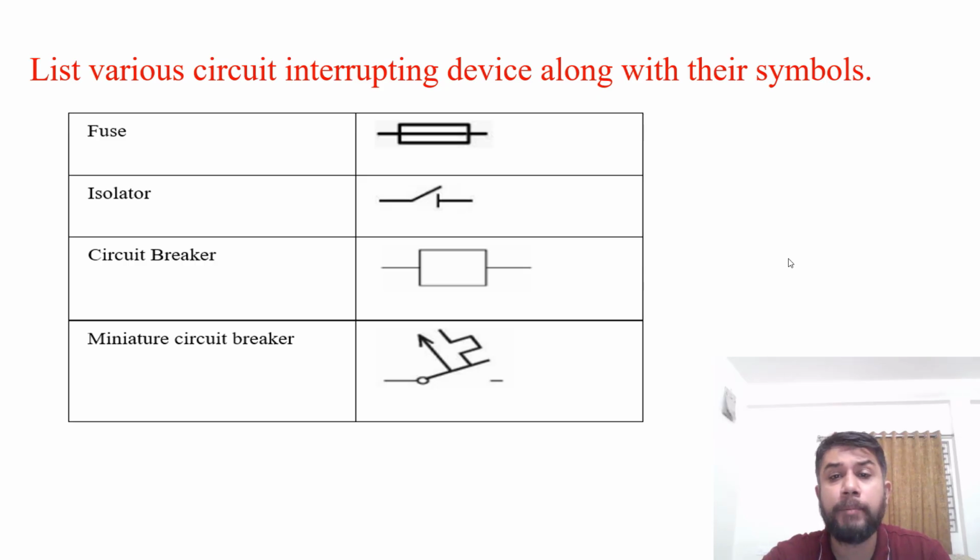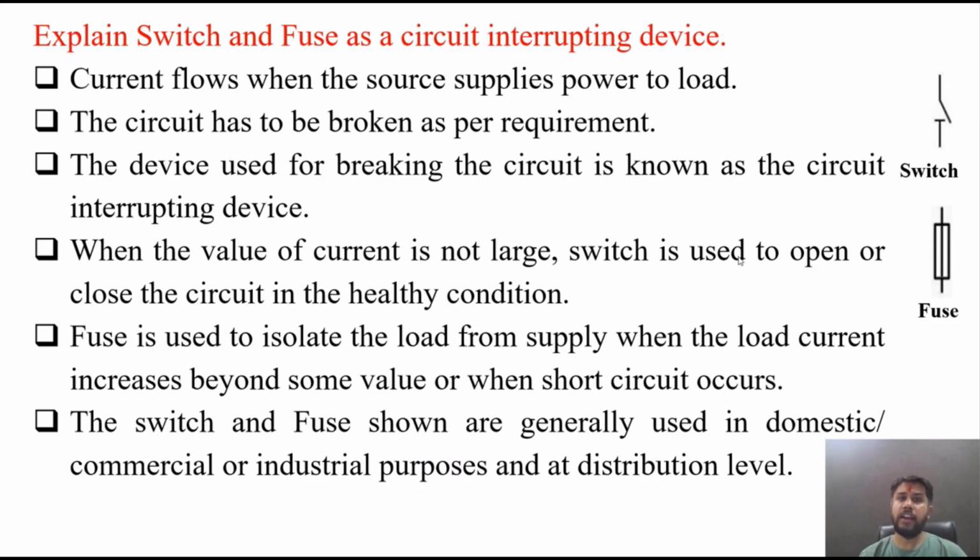List various circuit interrupting devices along with their symbols. So you can see the symbol of fuse, isolator, circuit breaker and miniature circuit breaker. This type of question may be asked in a viva voce examination, in a practical examination, or in a theory examination as a short question.